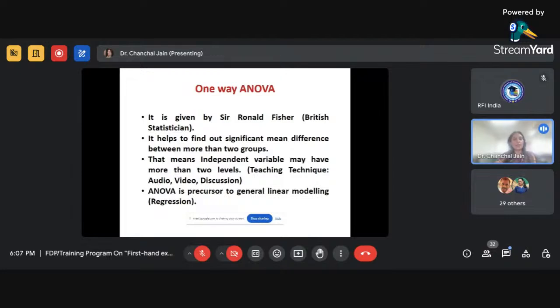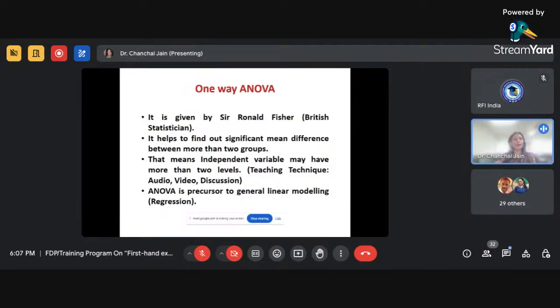If you have performed ANOVA previously, you know we get the F statistic. We take the letter F in honor of Sir Ronald Fisher. The purpose of one-way ANOVA is also to find the significant mean difference, but in more than two groups. So I think now you can relate this.